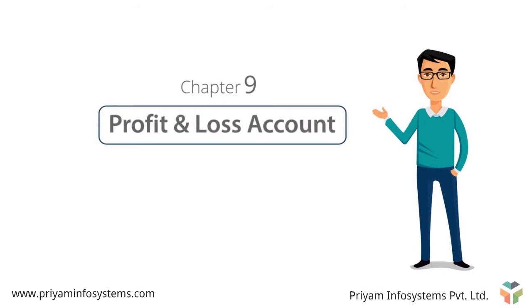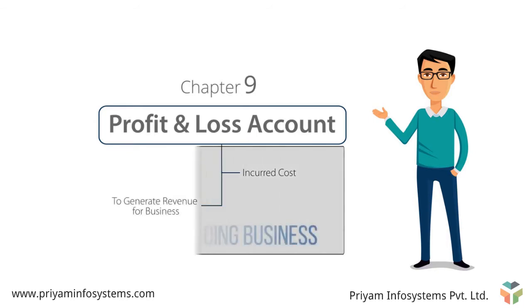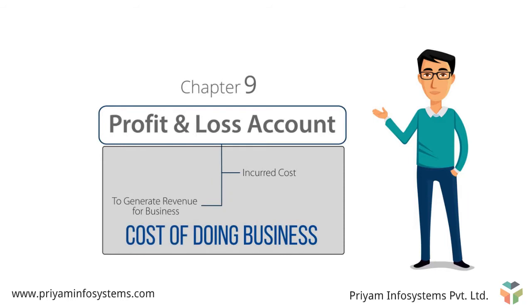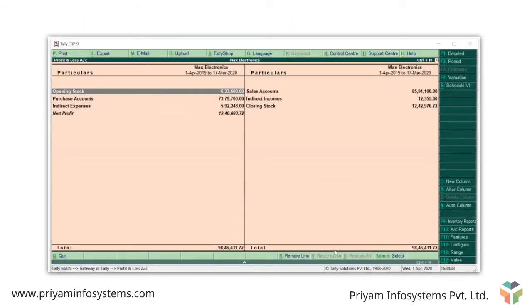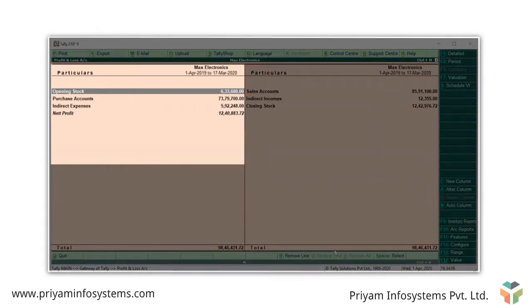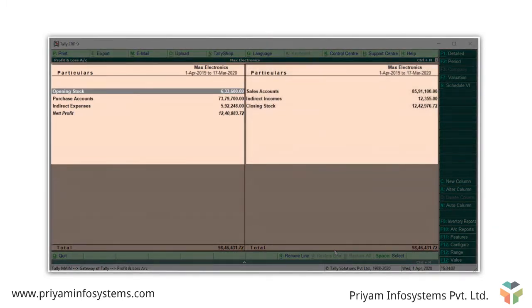In this session, we will learn about the profit and loss account in Tally.ERP 9. The profit and loss account reveals the money spent or the cost incurred in an organization's effort to generate revenue, representing the cost of doing business. From the gateway of Tally, press P for profit and loss account. This report shows the net profit or the net loss you have made in a period.